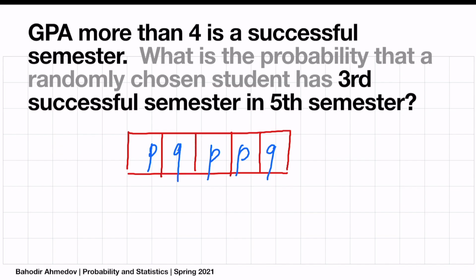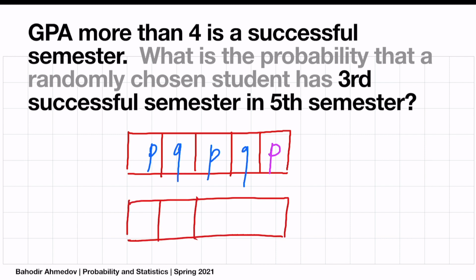So consider all possible scenarios when Alexander can get 3 successful semesters in 5 semesters, okay? So the proper scenario can be PQ, PQ, and P. Right? Do you understand this? So is it the only scenario? No, we can make another scenario, right?